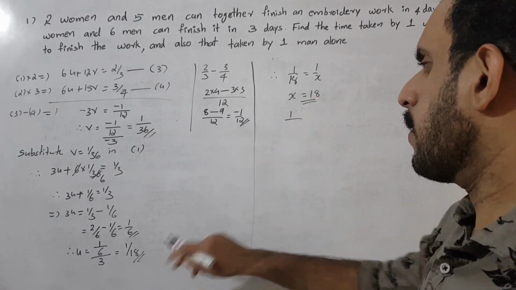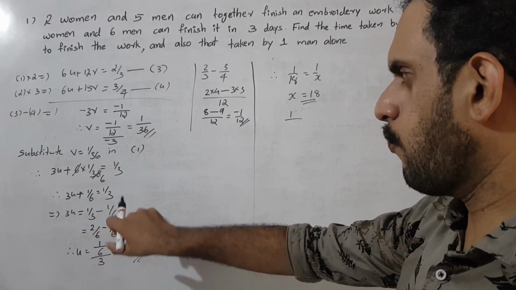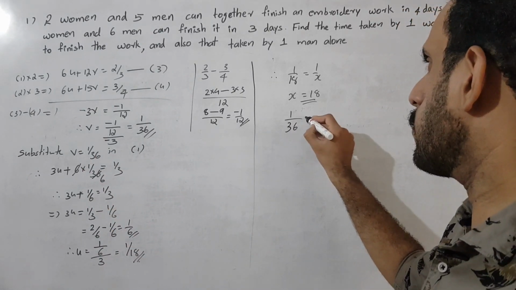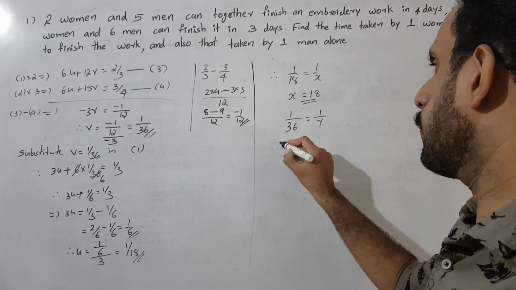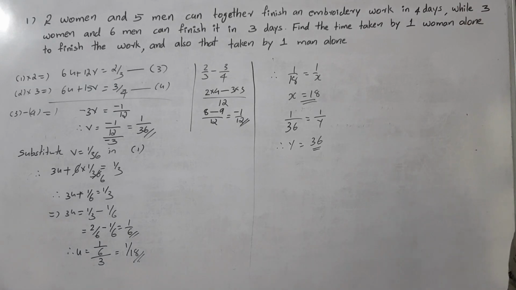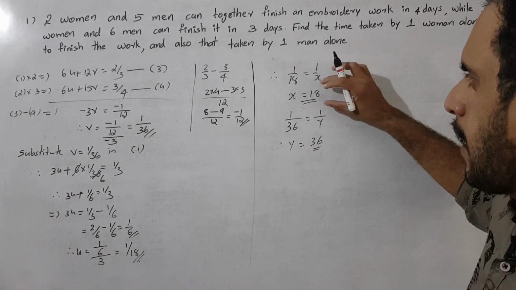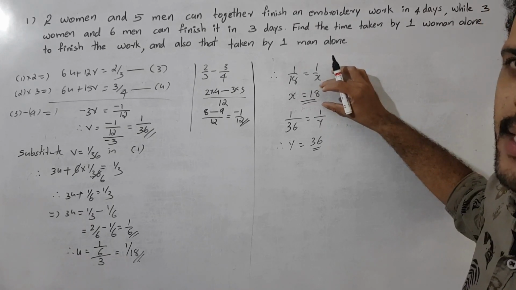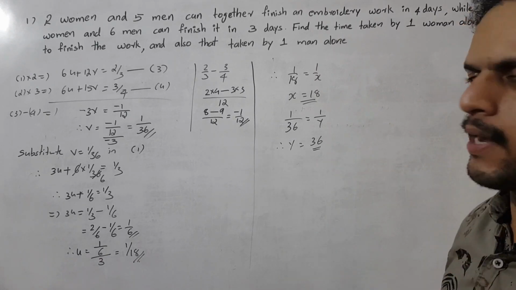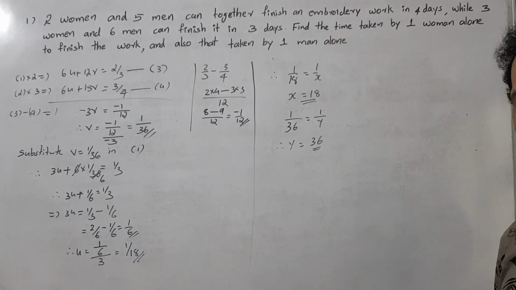And v, what is v? V is 1 by 36. Then 1 by 36 is equal to 1 by y. Therefore, y is equal to 36. Okay, now we got the value of x and y. Then what is x? X is the time taken to complete the work by one woman. And y is the time taken to complete the work by one man.